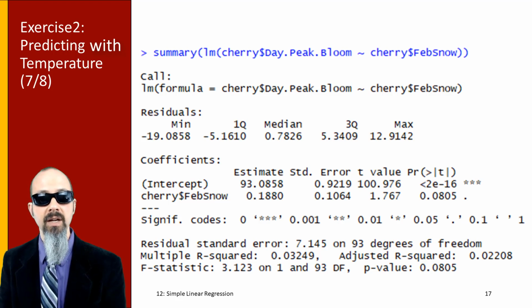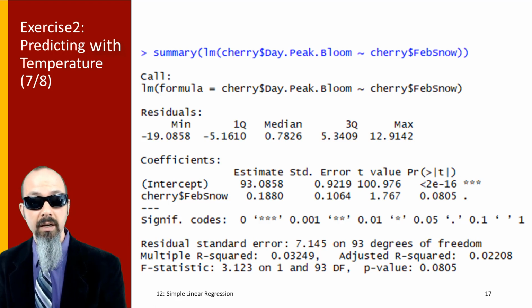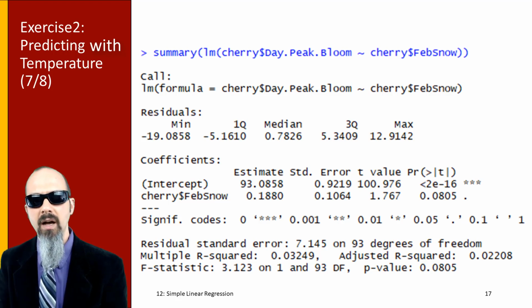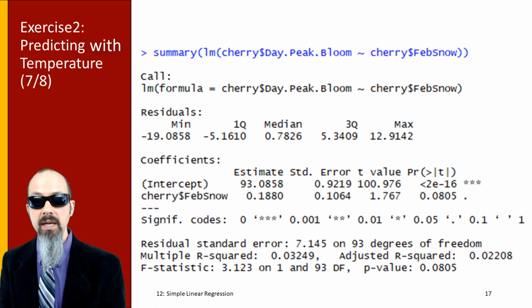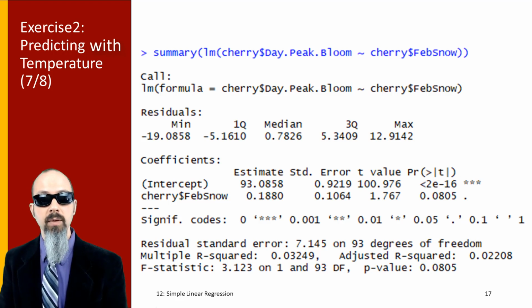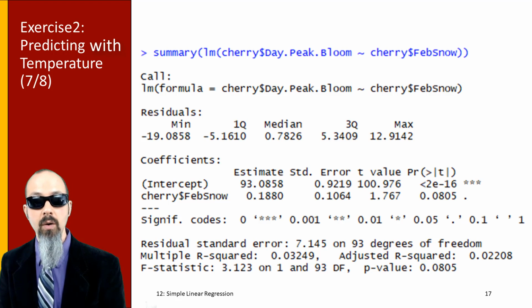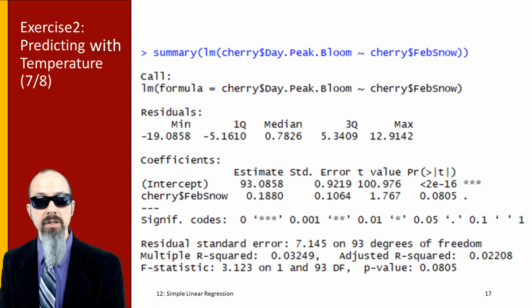This is one of the critiques of some individuals that don't necessarily like using p-values and alphas to make these suggestions of statistical significance. But our coefficient, if we do want to move ahead with the interpretations, is 0.188. So that's going to be read as for every additional inch of snow in February, we're going to see an average increase in the days till peak bloom of 0.188. Or it corresponds to an increase of 0.188 days till peak bloom.